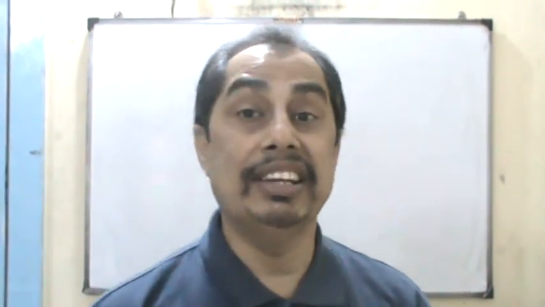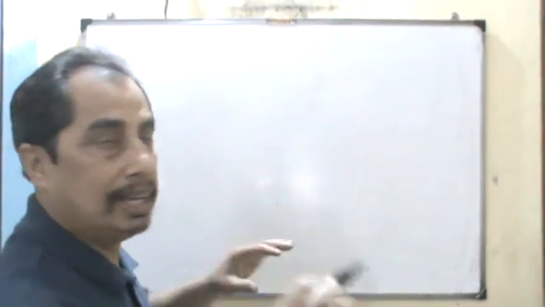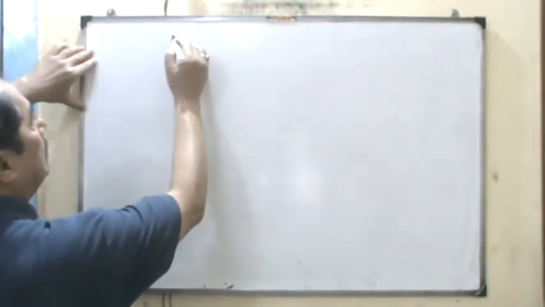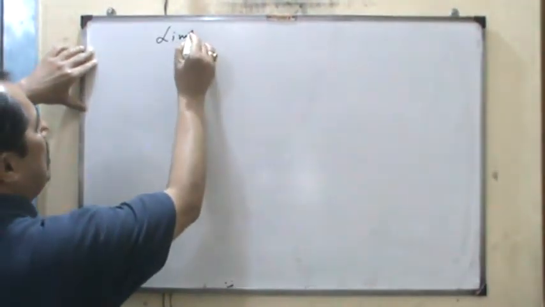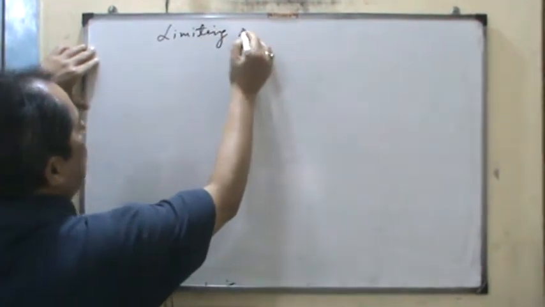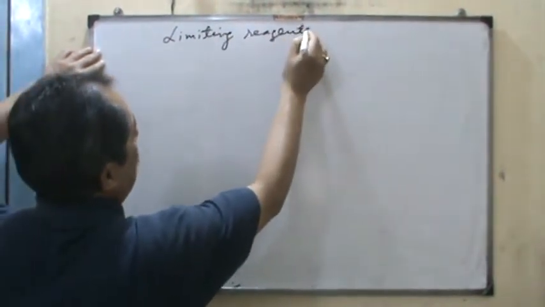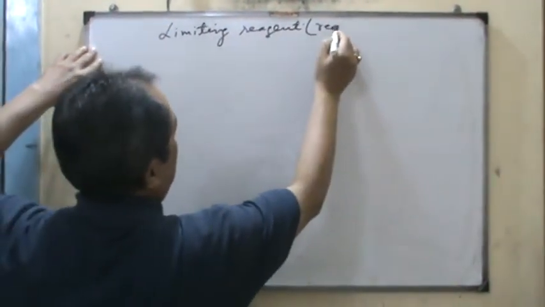Very good morning, students. After the exhaustive discussion of empirical and molecular formula, average atomic mass and percentage composition, I hope the next part, a very important area, is the limiting reagent. So write down the topic. Today's topic is limiting reagent or reactant.